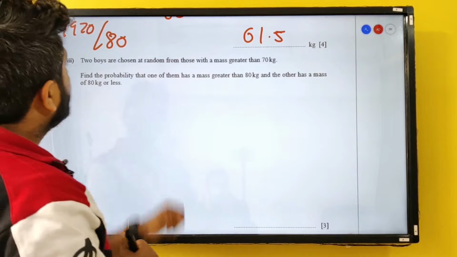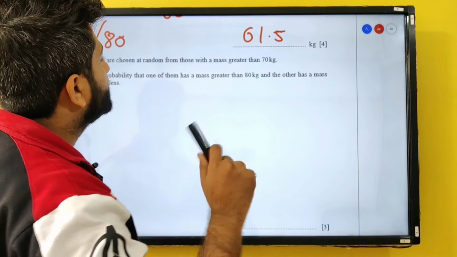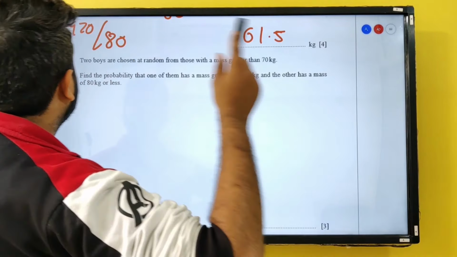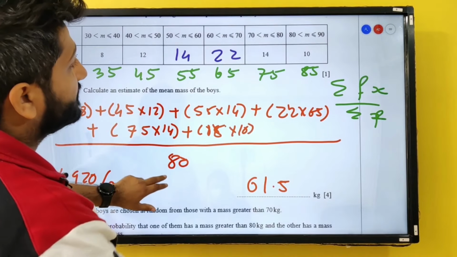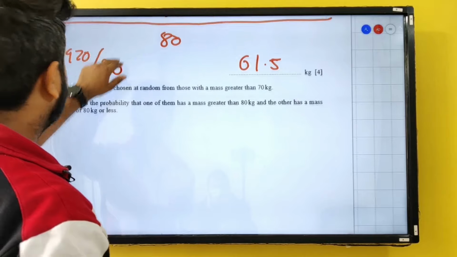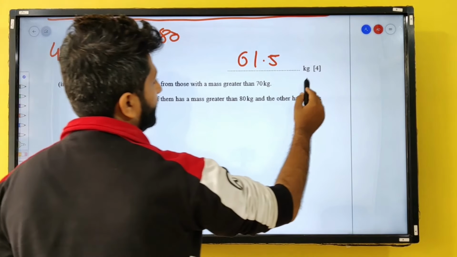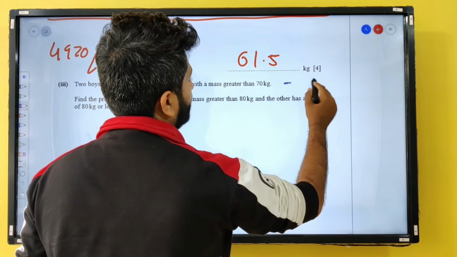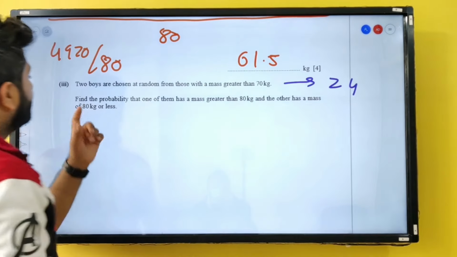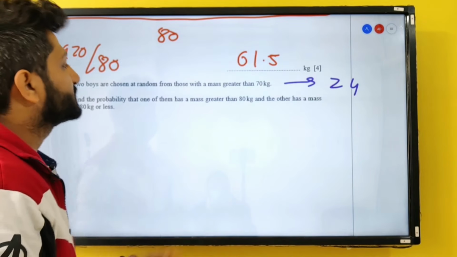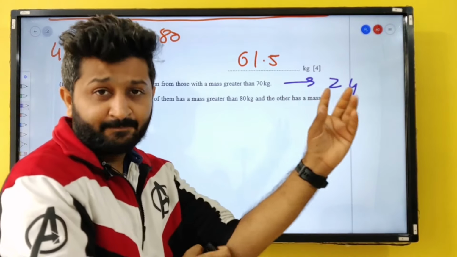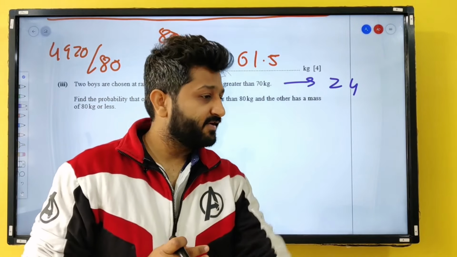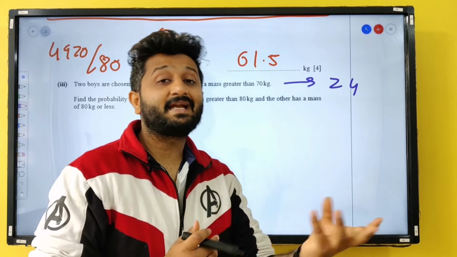Two boys are chosen at random from those with a mass greater than 70 kg. So how many boys have mass greater than 70? 14 plus 10. We have 24 boys whose mass is greater than 70 kg, and from that we are choosing two boys. Find the probability that one of them has a mass greater than 80 and the other has a mass less than 80. Let's say the first student I pick has a mass greater than 80.